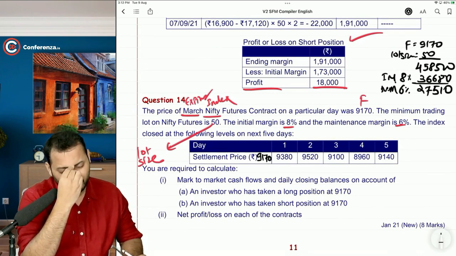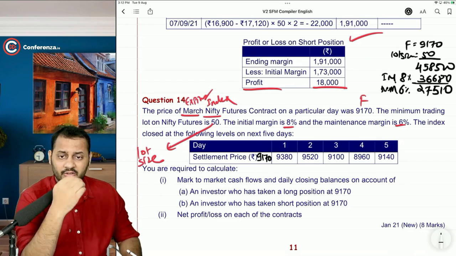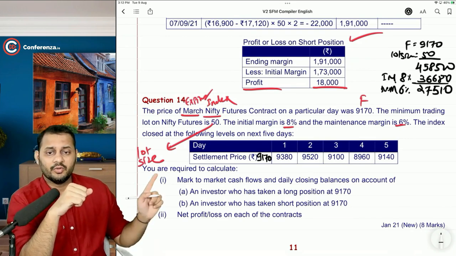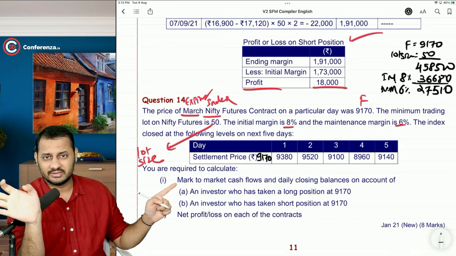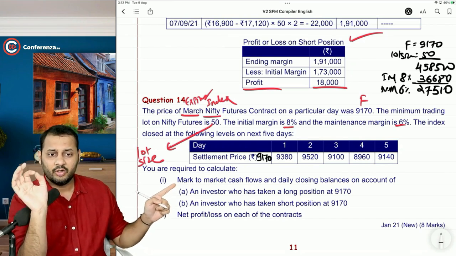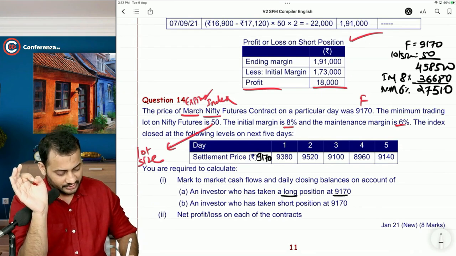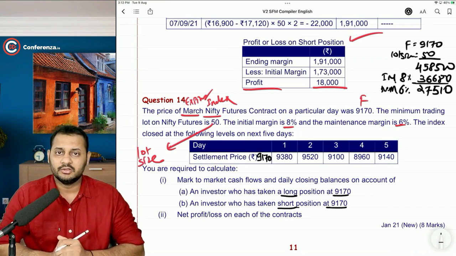So there is no such information regarding whether we are buying it or selling it. If nothing is mentioned, then we are going to go according to a buyer. Otherwise, let's see. You are required to calculate mark-to-market cash flows and daily closing balances. It's very easy now. On account of an investor who has taken a long position at 9170, who has taken a short position at 9170.